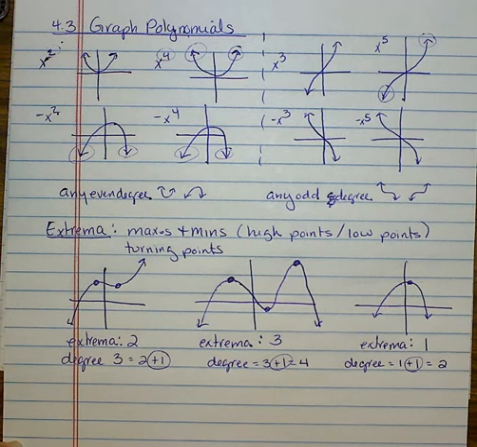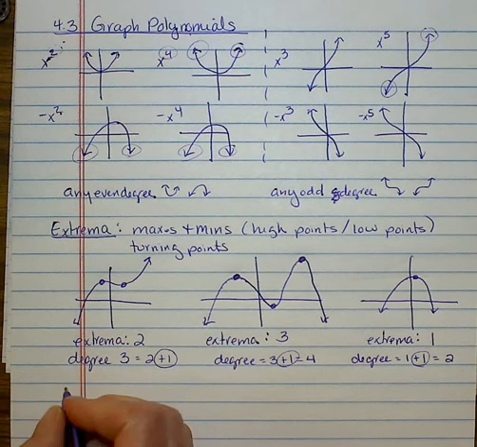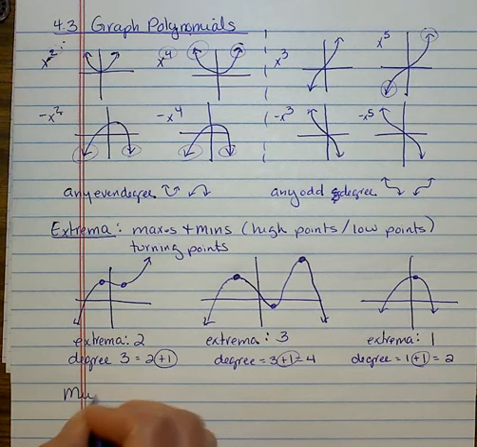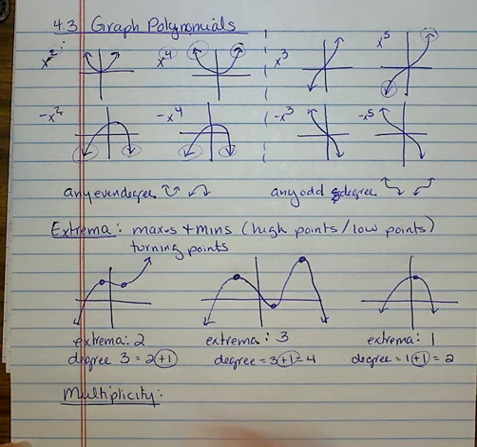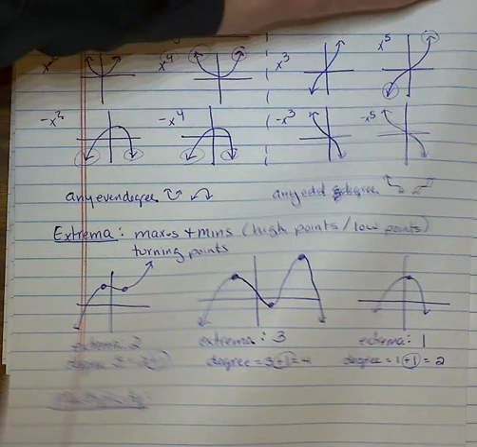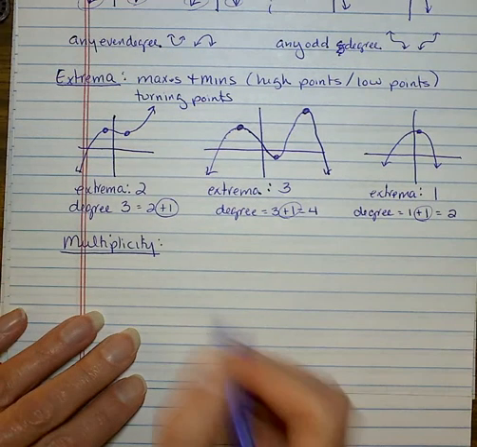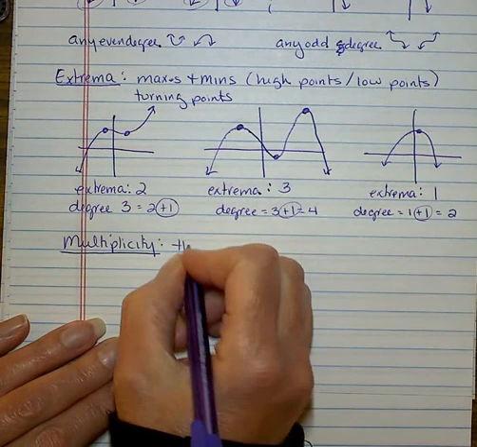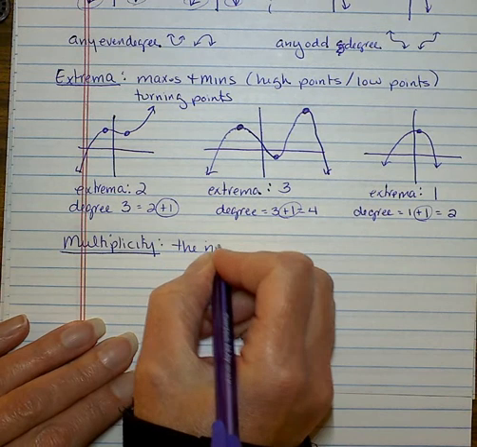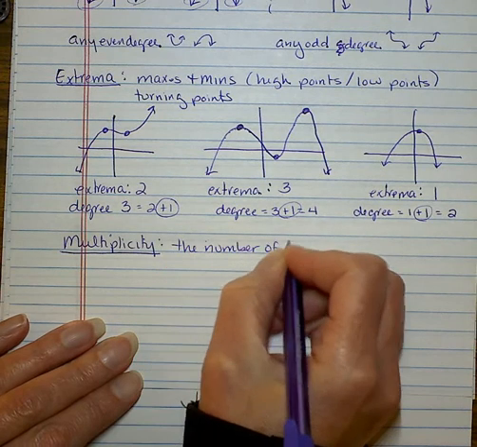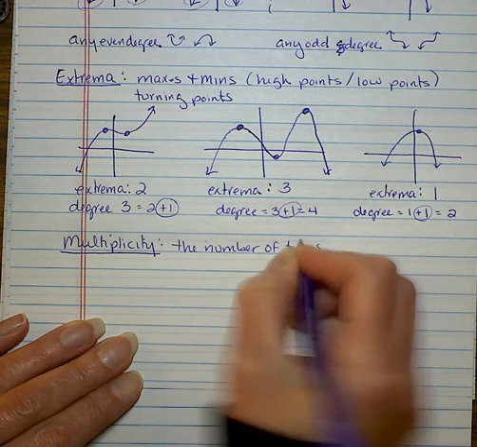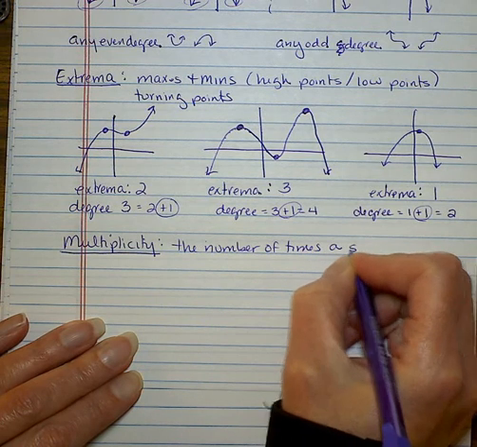Easy to remember. Okay, another term we have to be familiar with is multiplicity. Multiplicity: the root word sounds like multiple, sounds a little bit like frequency, and that's exactly what we're talking about here. So this is the number of times a solution repeats itself.